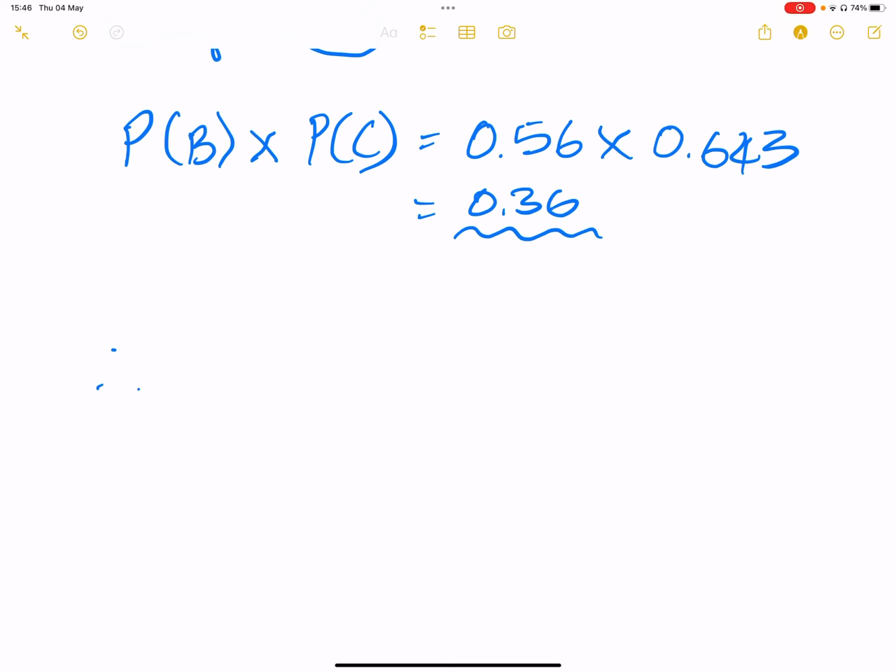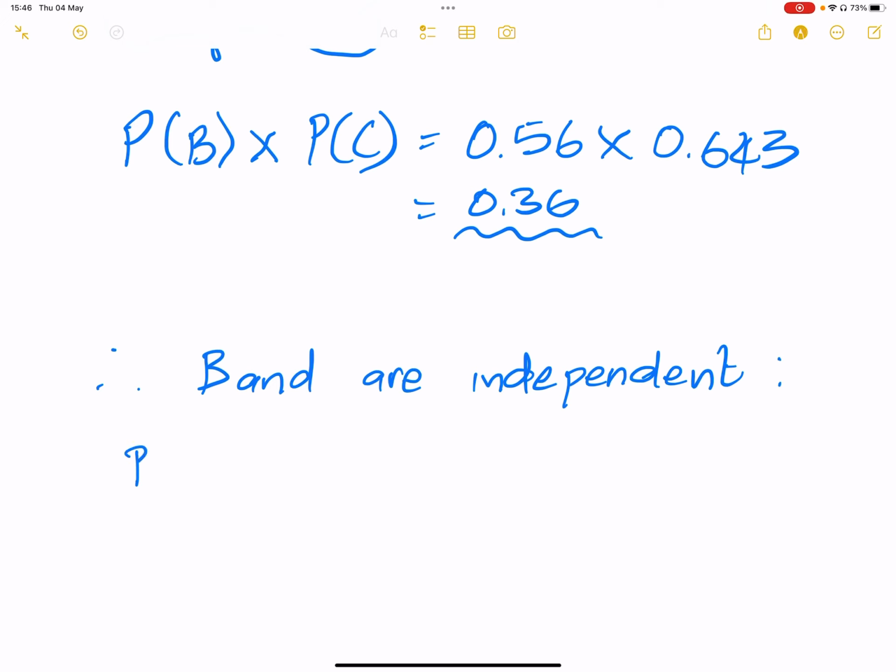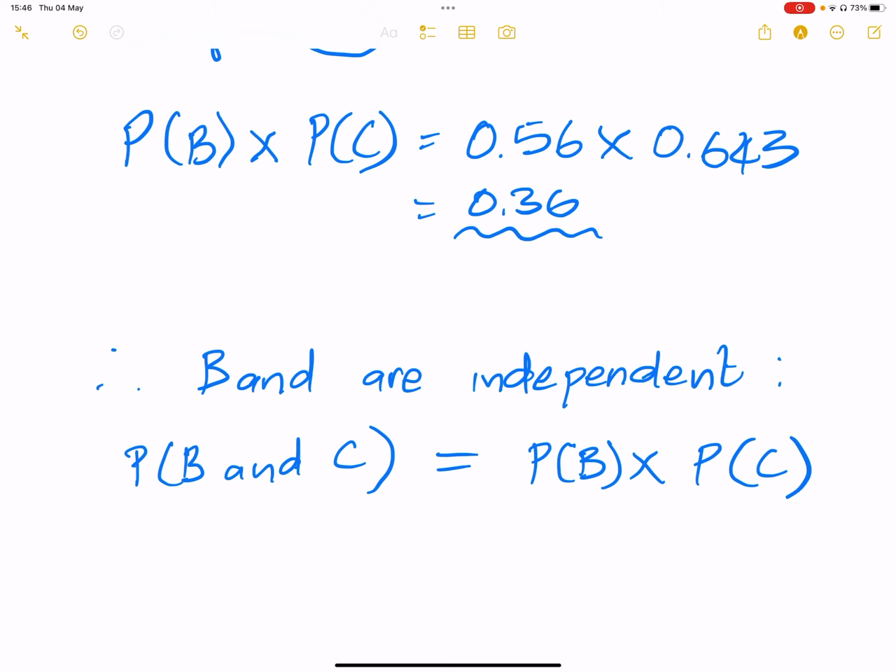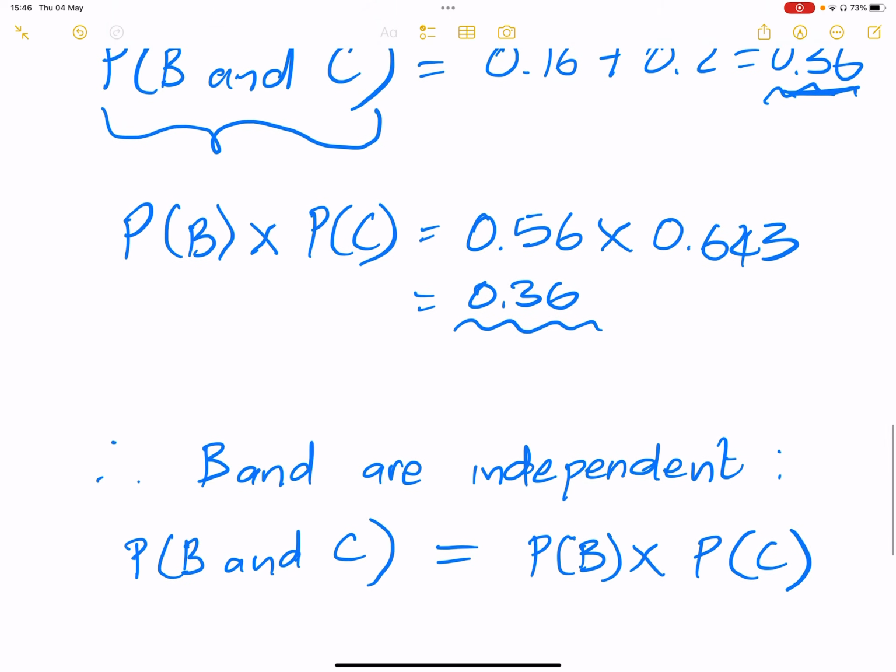We can therefore conclude that B and C are independent. But why is that? Because the probability of B and C is equal to the probability of B multiplied by the probability of C. I hope that that made sense, ladies and gents.